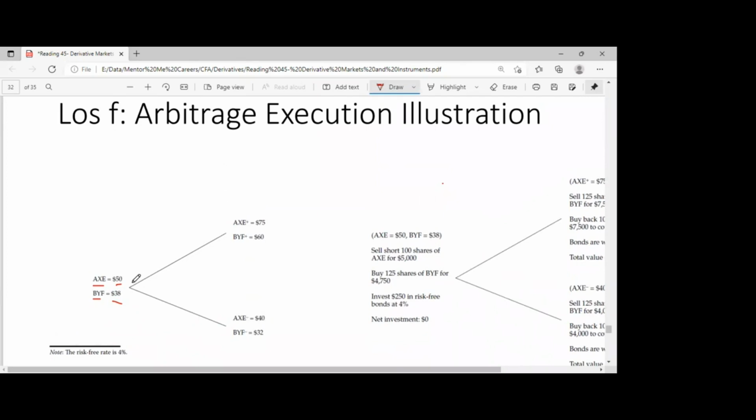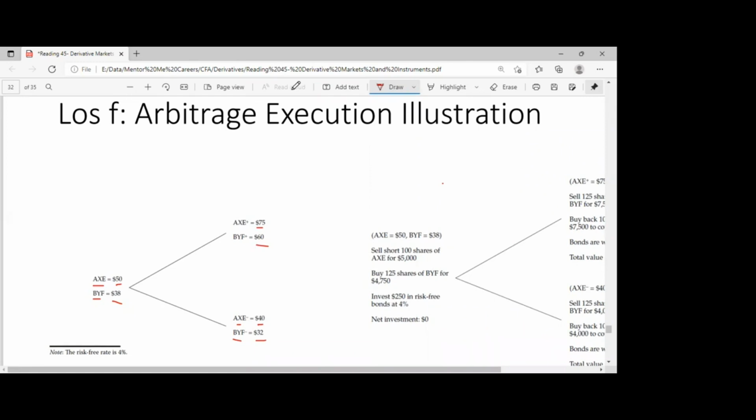Now there is a possibility that the prices will go up or they will go down. If the prices go up, we are expecting the prices to be, for AXE, 75. For BFY, we are expecting it to be 60. ठीक है? If the prices go down, we are expecting for AXE to be 40, BYF to be 32. ठीक है, तो अभी हम क्या करने वाले हैं? We are going to conduct an arbitrage. We are going to conduct an arbitrage strategy here.